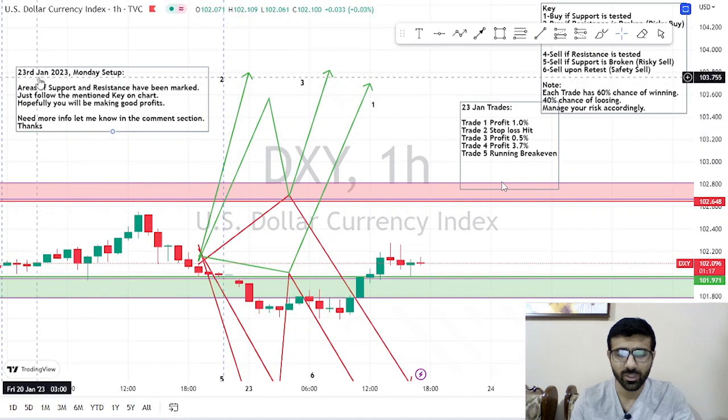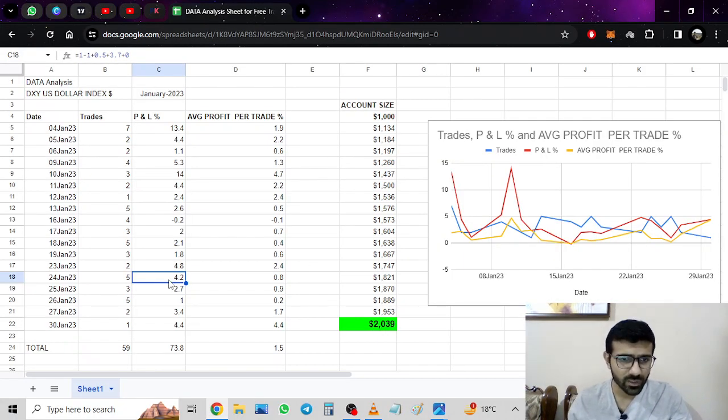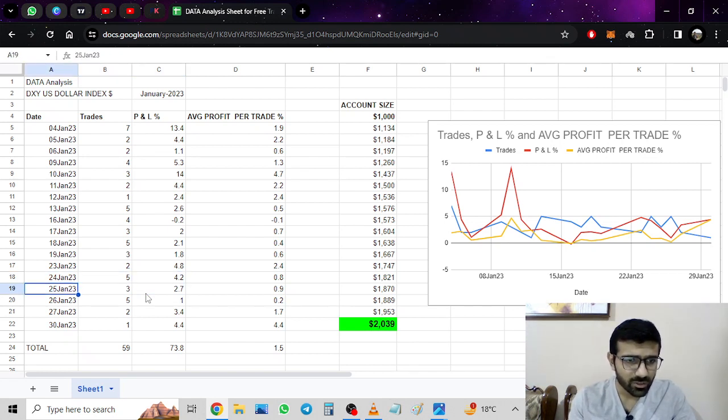Okay, so on 24th of January, we made a 4.2% profit in five trades. So let me show you. So we take five trades, we hit a 1.0% profit, then a stop loss, then a profit of 0.5, then a profit of 3.7, and then a running trade at a break even. Okay, so let me show you. 1% profit, and then -1, which means we hit a stop loss, then 0.5% profit, then a 3.7% profit, and then a 0% profit. Okay, overall 4.2% profit.